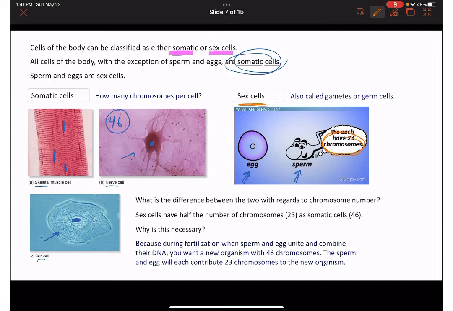Well, this has to do with fertilization. Essentially, what's going to happen with fertilization is a sperm is going to fuse with an egg, and they're going to combine their chromosomes to form a new organism. And we want that new organism to have 46 chromosomes in it. So 23 are going to come from the mother, 23 are going to come from the father.